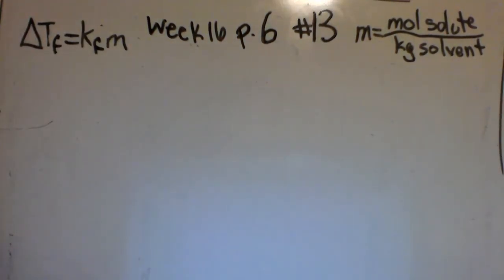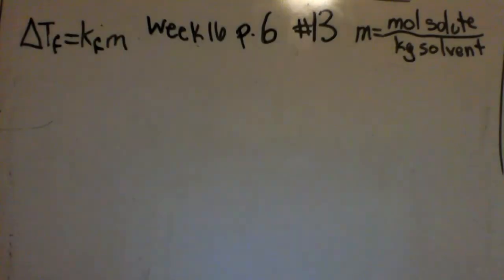Let's look at problem number 13 on page 6 of week 16's homework. It reads, calculate the freezing point depression of a solution of 0.5 kilograms of ethylene glycol antifreeze in 0.5 kilograms of water. The freezing point constant for water is 1.86 Celsius degrees per mole. Again, we have these two equations that we'll be using.